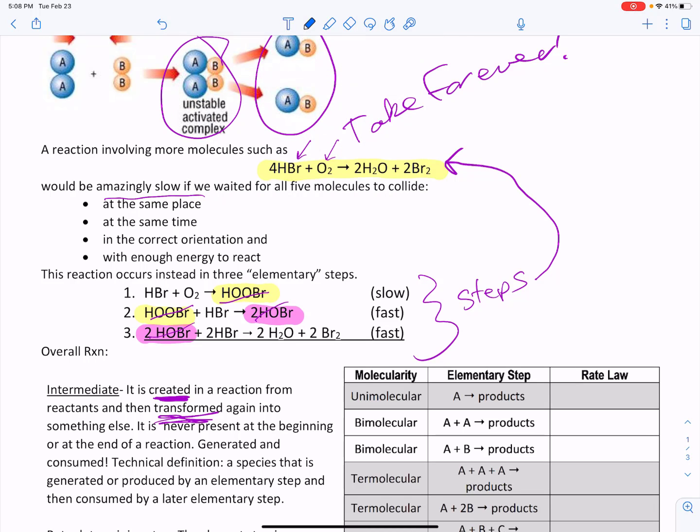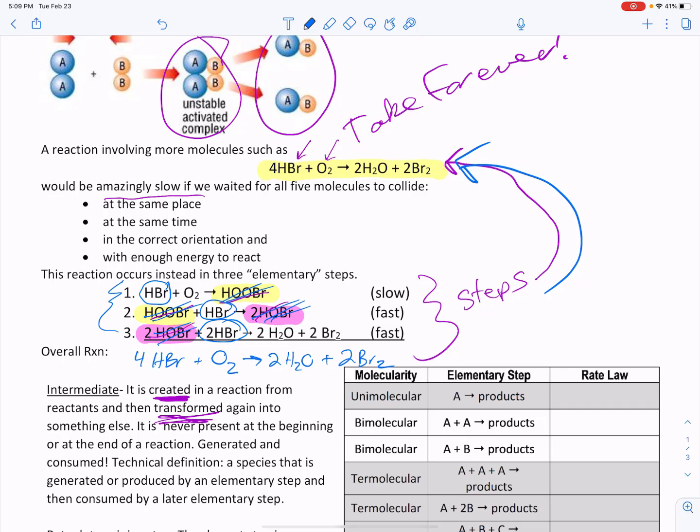And so because of that, we can now look at all of our steps, leave out the intermediates, okay? Ignore them, pretend they're not there, and just bring everything down. So meaning I have 1, 2, 3, 4 HBr, hydrogen bromides, plus 1 oxygen, to yield 2 waters and 2 bromine gas molecules. Is that the same as the final reaction here? Absolutely. And so instead of it all happening in one step, it's happening in multiple steps.